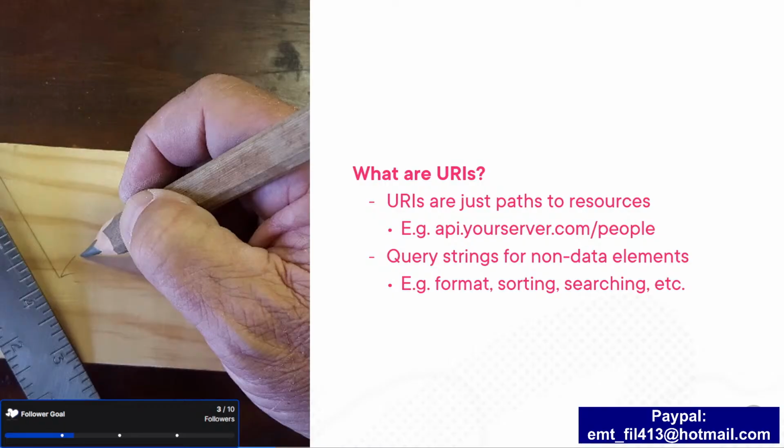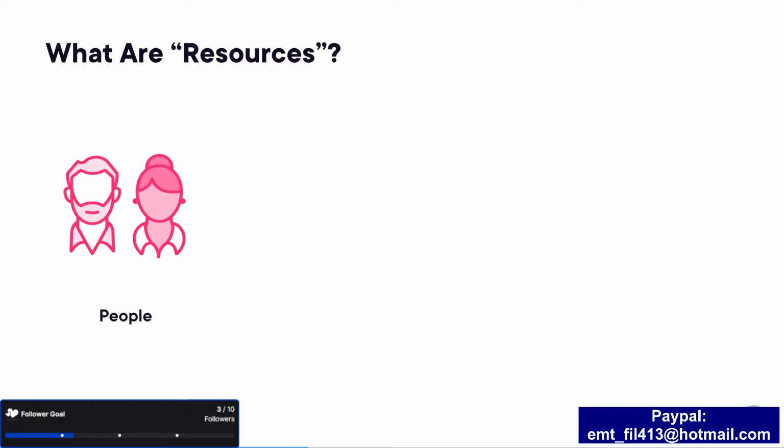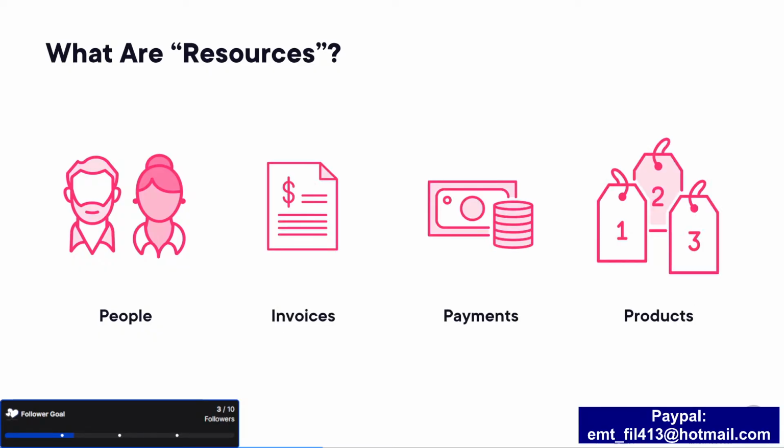And query strings are separate from the URIs in that all query strings should be optional. If there's something that's required as part of your URI, it should be part of the path, not part of the query string. So I keep using this word resources. What do I mean by that? This could be any real world object like a person or people, invoices, payments, products. Those are all things that we need to represent inside of code. And the REST API is just allowing you to have access to them.